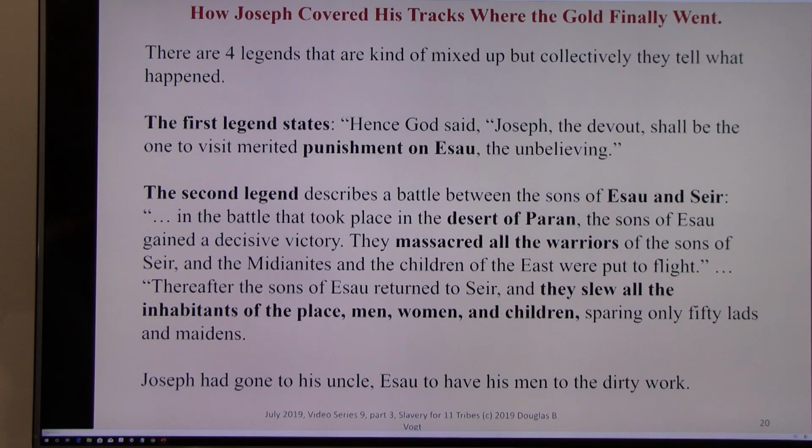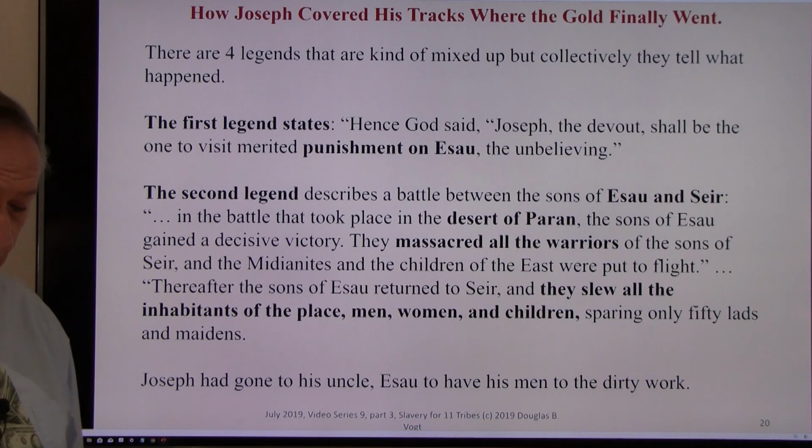Thereafter, the sons of Esau returned to Seir, and they slew all the inhabitants of the place, men, women, and children, sparing only 50 lads and maidens. They may have done that, but this was also done to them. You'll find out by whom.